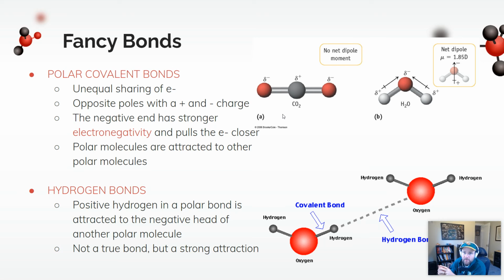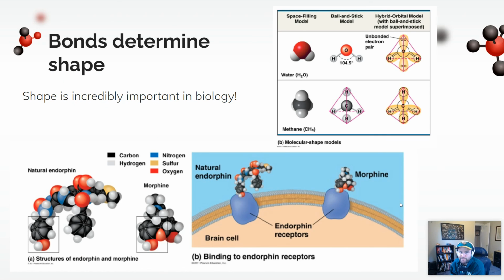Now, depending on the shape, if you have one side that's more negative and one side that's more positive, so here you have a dipole, you have a negative side and a positive side in your water, that's going to mean that it's polar, or it has a negative side and a positive side. And polarity is going to allow for something called hydrogen bonds. And these aren't true bonds, just really strong attractive forces. So we have a more positive hydrogen and a more negative oxygen. And there's going to be an attraction between them that's going to hold them close together called a hydrogen bond.